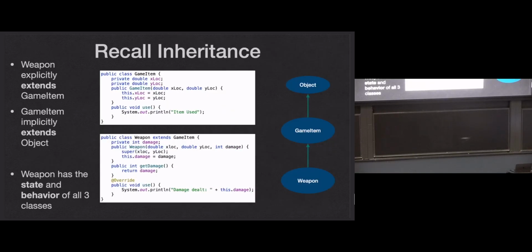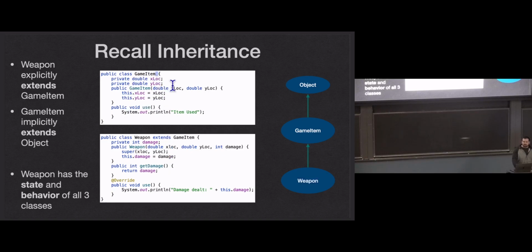And we talked about type hierarchy with this. So we have the visual. I don't remember if I did the visual during inheritance week, but weapon extends game item and game item extends object. And we can draw these arrows pointing to the class that's being extended or being inherited from. So weapon extends game item extends object, which means the weapon class has all of the state and behavior of all three of these classes. Everything defined in weapon, everything that inherited from game item, it has all that state and behavior.